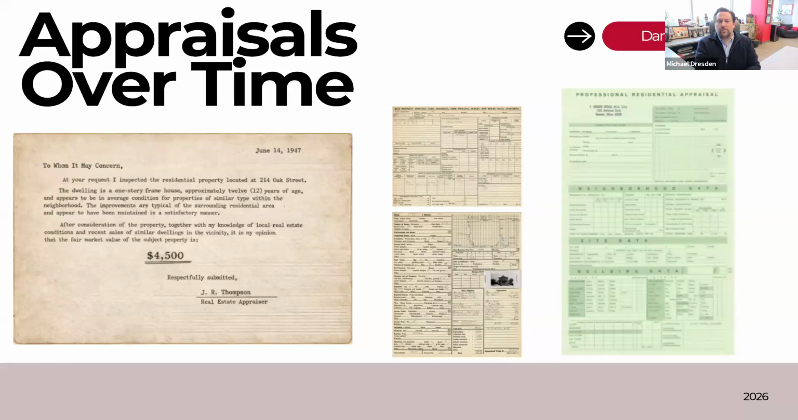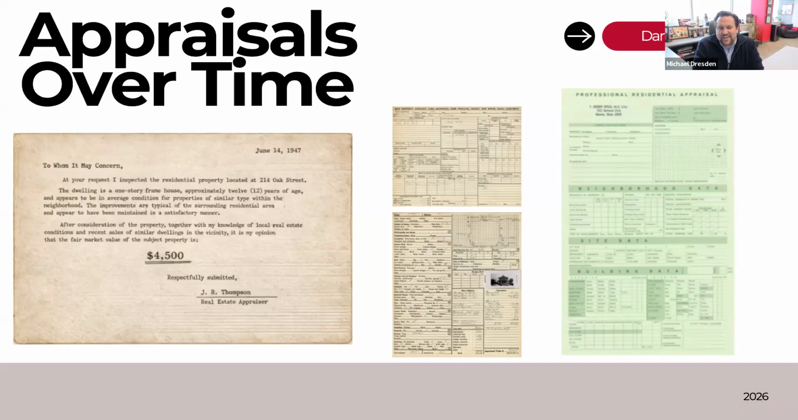So before we go forward, I thought it'd be important to go back in time. An appraisal is an opinion of value. It's communicated to the intended user through a report or a form. So 100 years ago, an appraiser would say, hey, your house is worth $4,500. He'd write it on a piece of paper and say, trust me. And that worked for kind of a long time.